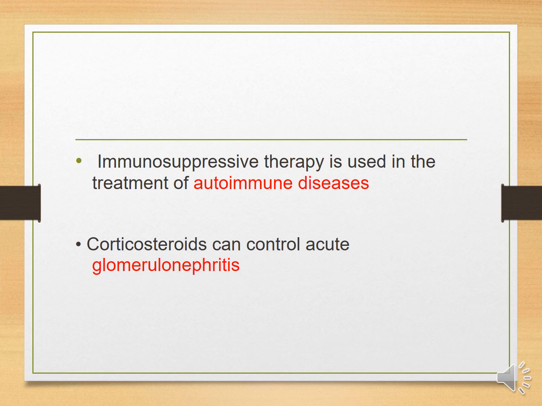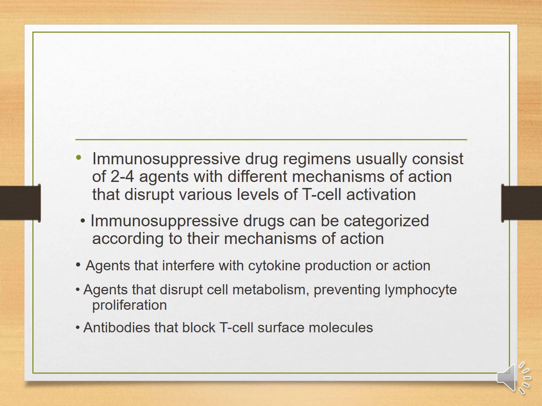Immunosuppressive therapy is used in the treatment of autoimmune diseases too, such as corticosteroids are used to control acute glomerulonephritis. Immunosuppressive drug regimens usually consist of 2 to 4 agents. As we know, it is not an easy task to do the treatment with different mechanisms of action that disrupt various levels of T cell activation.